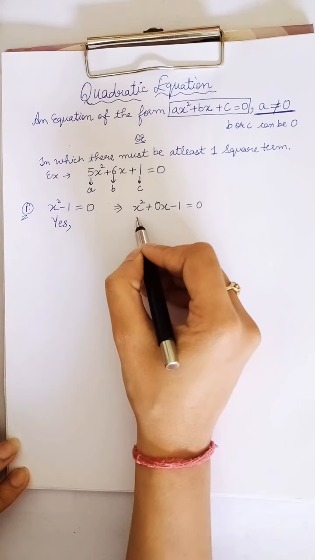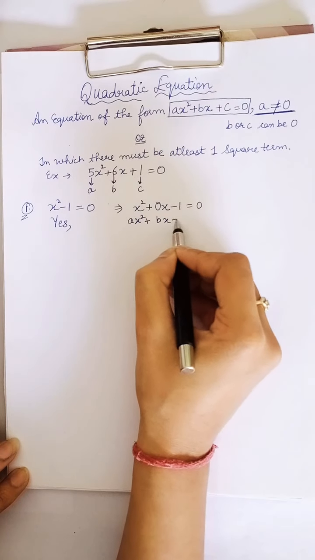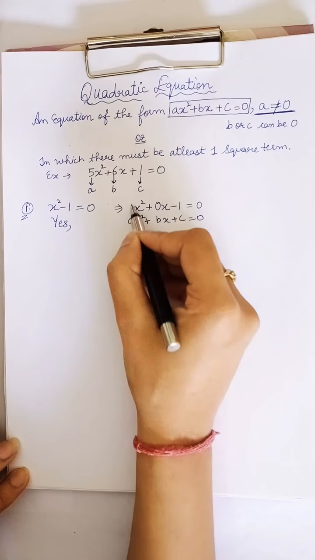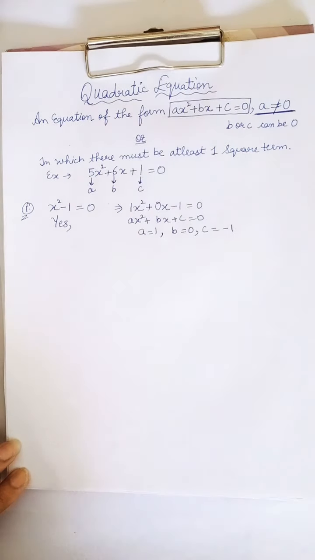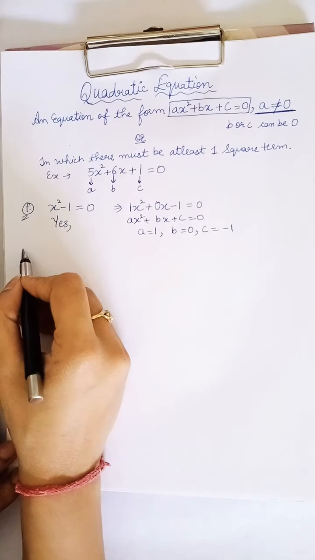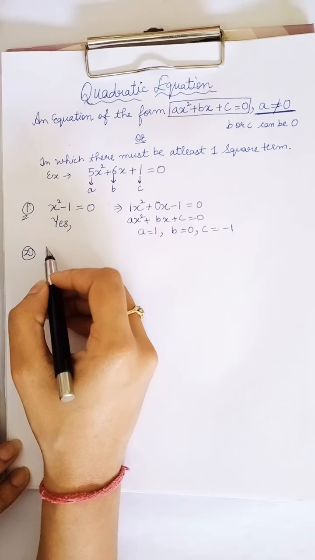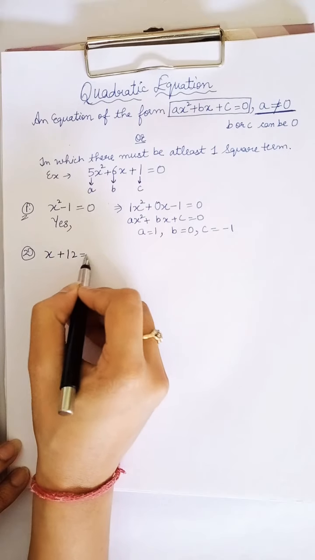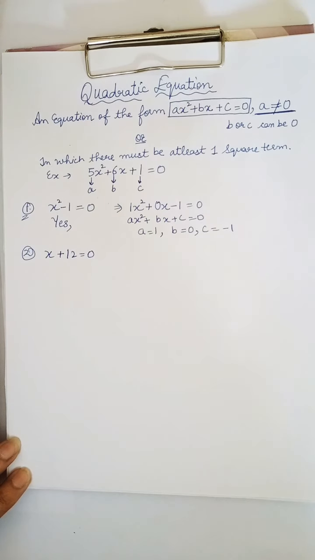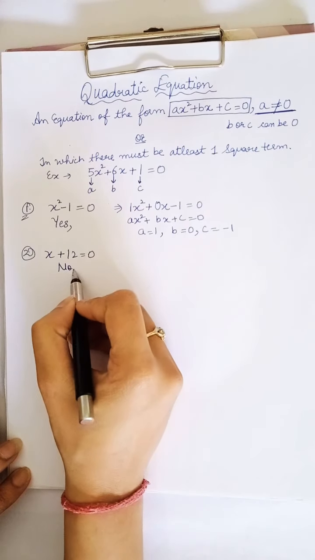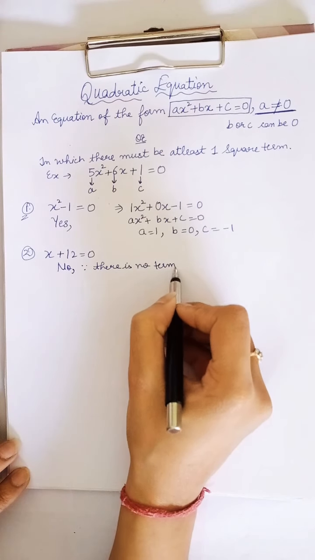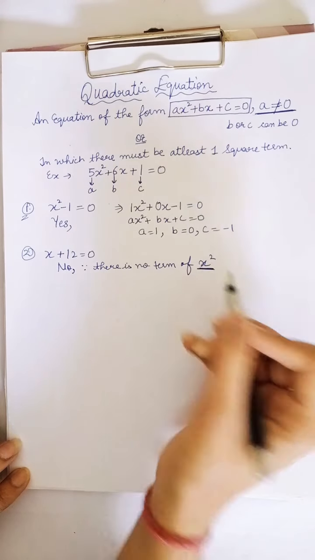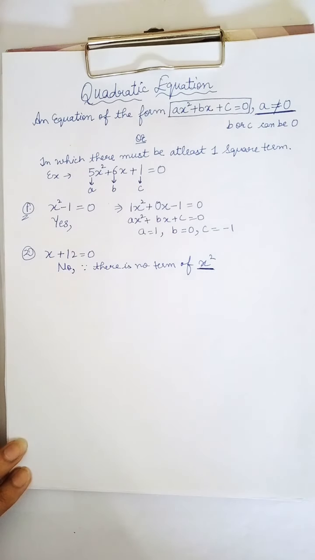Now see here, ax square plus bx plus c is equal to 0. Here a is equals to 1, b is equal to 0 and c is equal to minus 1. So this is a quadratic equation. Okay. Now second, this one, tell me x plus 12. Is this a quadratic equation? No, this is not a quadratic equation because there is no term of x square. The main condition is there must be at least one term of x square.